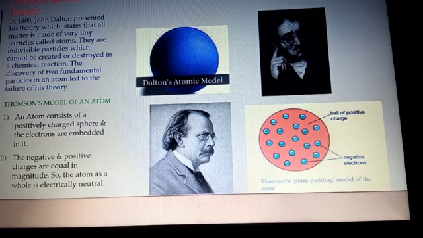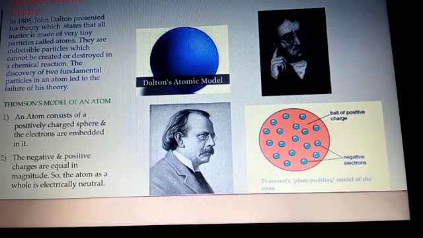Okay, and we can even think of the Thomson plum pudding model as similar to a watermelon. When you cut a watermelon, you can see the red sphere. That red sphere is the positive charge, and the black seeds which are embedded in the red matter are considered as the electrons. So here we can think of Thomson's plum pudding model as similar to the watermelon.